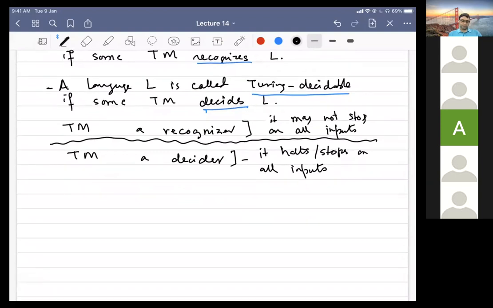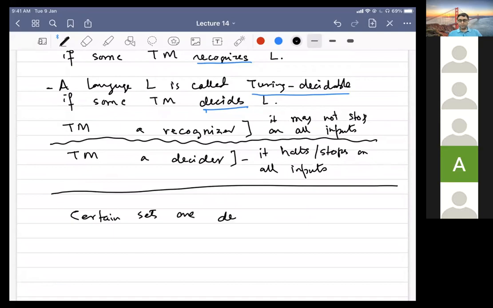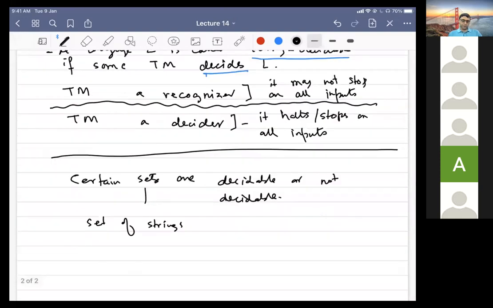Okay. So in this chapter number 4, from the book, and everything that we will do in today's lecture and in the few more lectures that we will see, we would be interested in proving that certain sets are decidable or not decidable. When we say certain sets, it means sets of strings, and sets of strings means languages. That certain languages are decidable or not decidable.